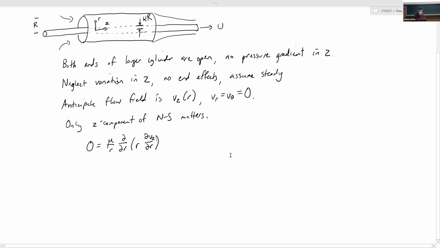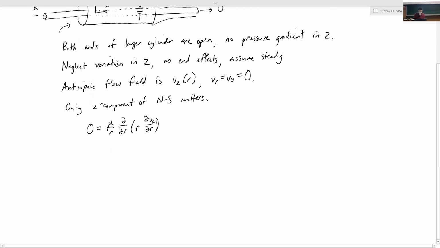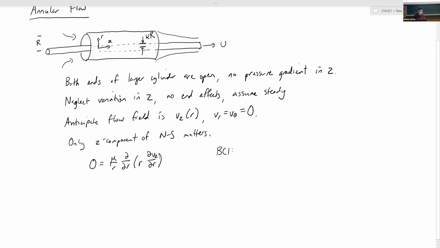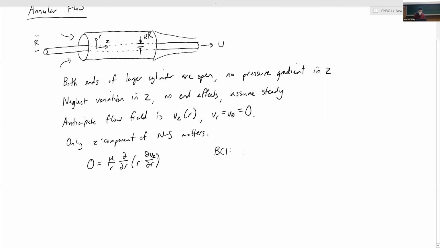Okay. Based on this one remaining term, there's going to be 2 boundary conditions because there's 2 derivatives in R, right? So that was step 2 in our analysis method. And those 2 boundary conditions are basically just the no-slip boundary condition at the 2 surfaces. That's that Vz is equal to 0 at R equals R, okay? Basically, this is the outer surface, and the outer surface is not moving. And so at R equals big R, Vz is equal to 0.